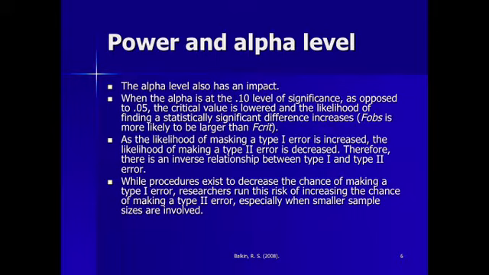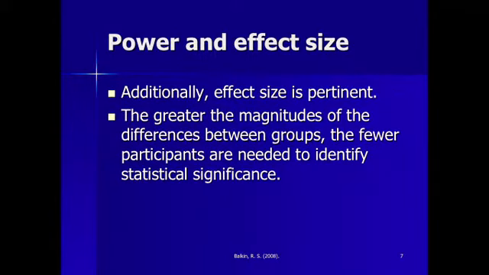The less type 1 error you have, the more type 2 error you actually have. So while procedures exist to decrease the chance of making a type 1 error, like a Bonferroni adjustment, researchers do run the risk of increasing the chance of making a type 2 error, especially if you have smaller sample sizes. So keep in mind that effect size is pertinent. Although the researcher cannot usually control effect size, the greater the magnitude of the differences between groups, the fewer participants are needed. So if you believe that you're going to have a large effect size in your study, you don't need to have as many participants in your study.